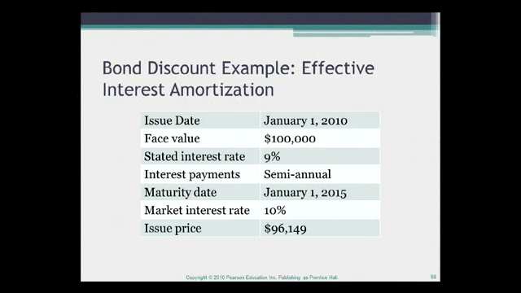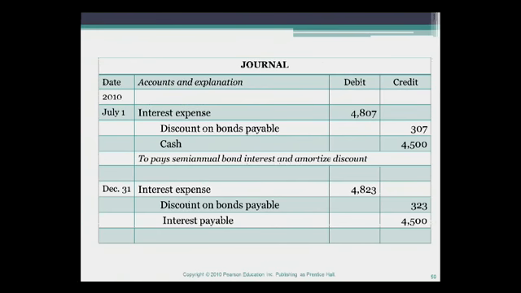So this is again the bond that we've been looking at. $100,000 face value, 9% stated interest, semi-annual interest, market rate 10%. The issue price was $96,149. How do we record our entries? So effective interest method, we compute interest expense and the cash paid for interest.